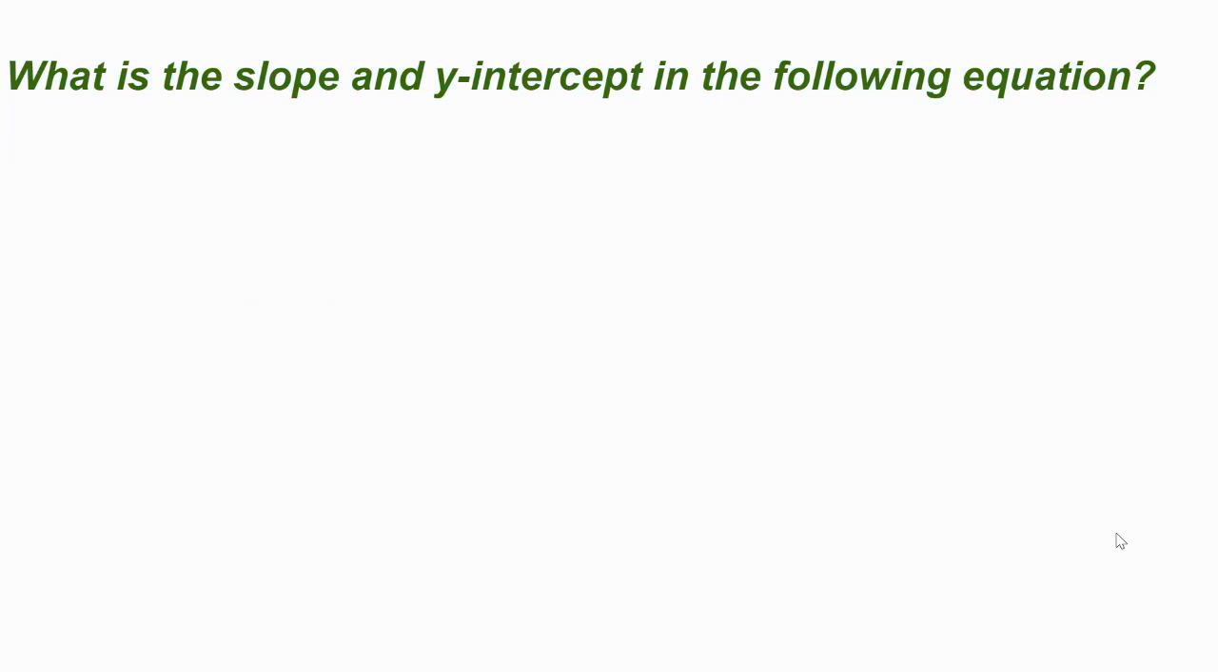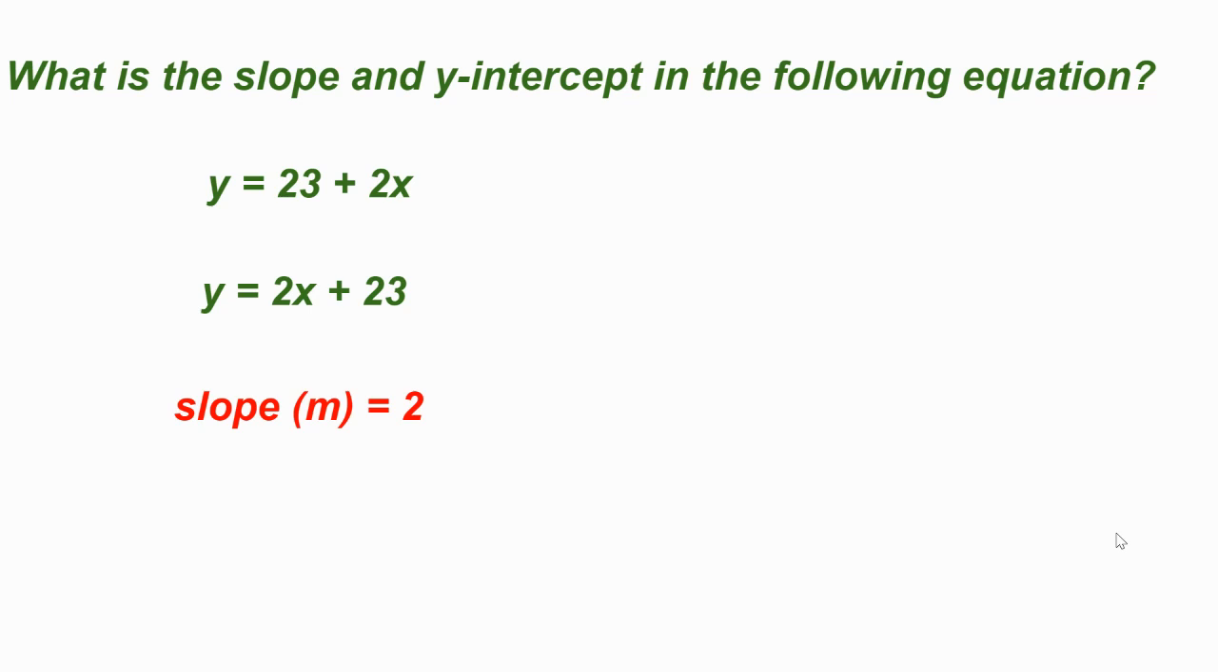Now what if I have this? The 23 is still your y-intercept. The 2 is multiplying the x, so the 2 has to be the slope. I always rewrite it: y equals 2x plus 23. The 2 is the m, so the slope is 2. And the y-intercept is the number all by itself, the 23. So how do you see the slope? It's always multiplying x, just like we talked about in our shortcut.